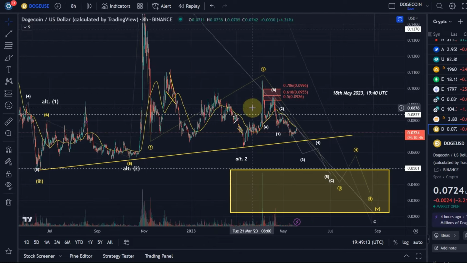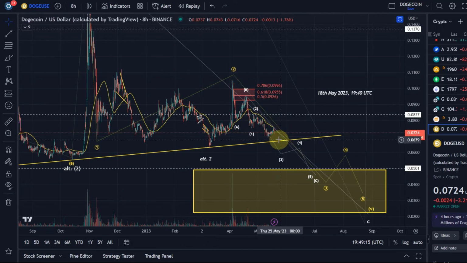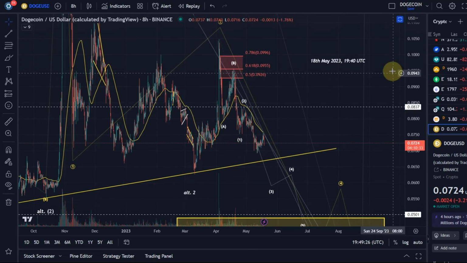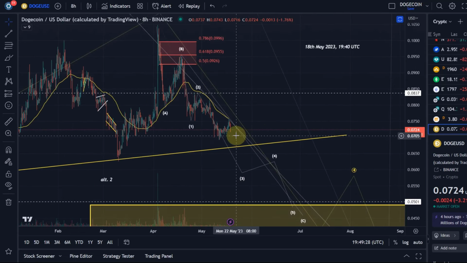My expectation would be for it, again, to go at least to the trend line here. We have a very nicely defined trend line with so far 3 touch points, or maybe even more. And it would be quite likely for it to hit that trend line, especially if it breaks below that 6.9 cent level low, which was made on the 12th of May.